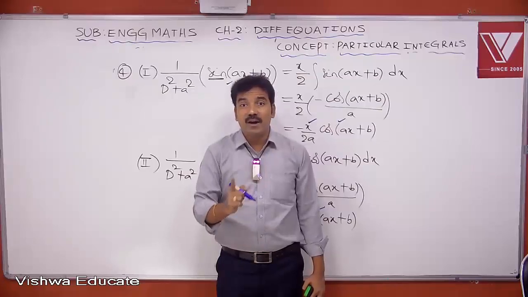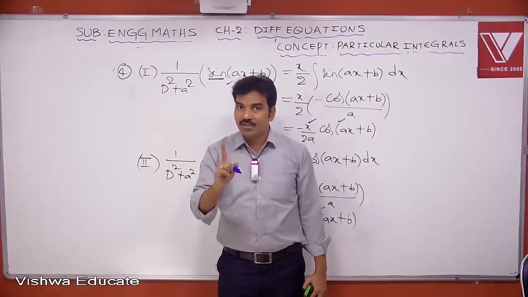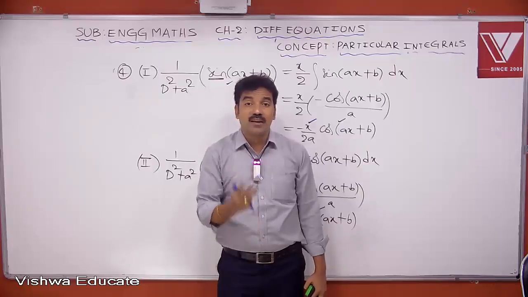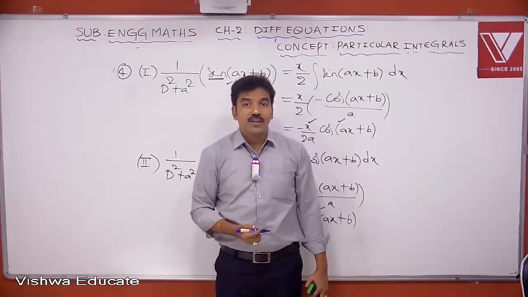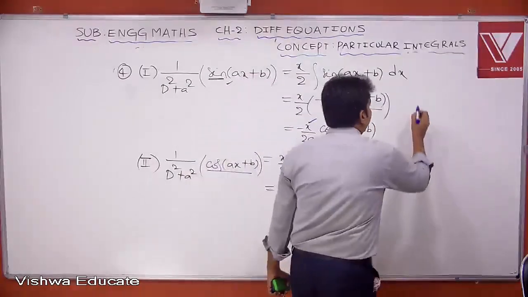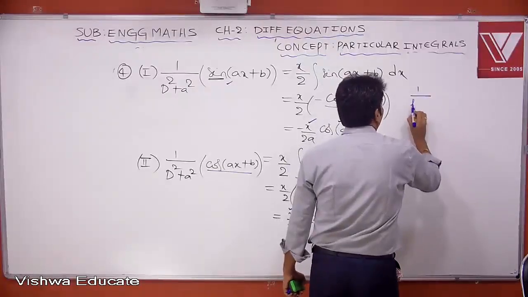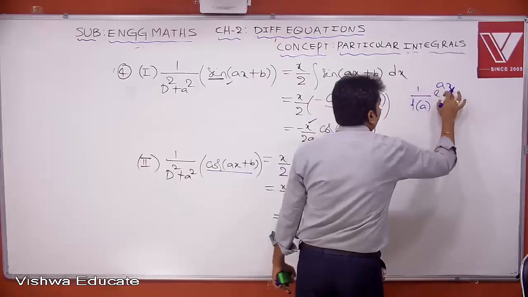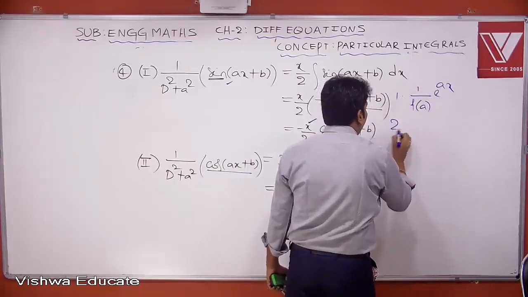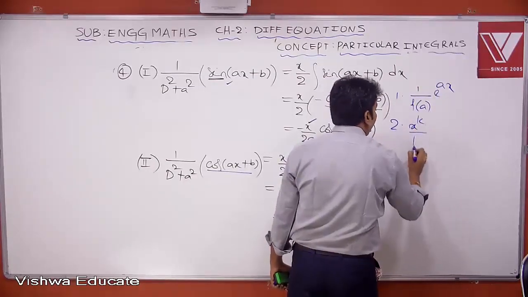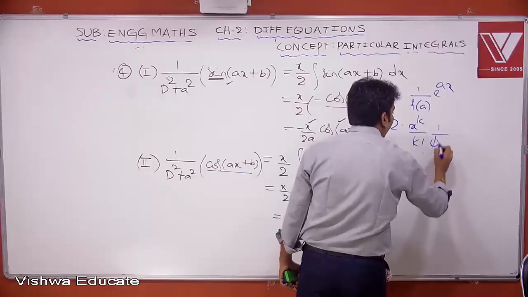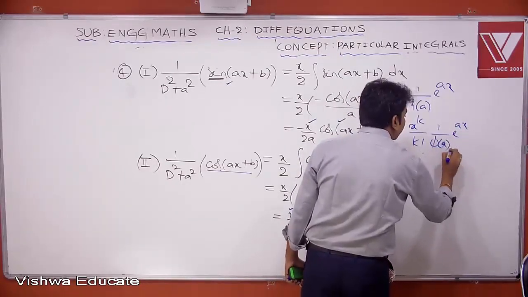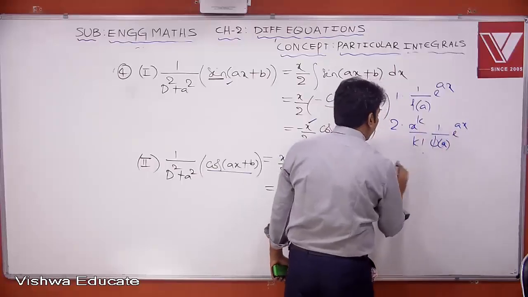We were replacing d by a in case 1 and case 2. And we were trying to replace d square by minus a square in case 3 and case number 4. So in case 1, the result is 1 by f of a of e power ax, a constant multiple of e power x. In case 2, this is x power k by k factorial into 1 by f of d of pi of a of e power ax. So it is a variable multiple of the exponential function.